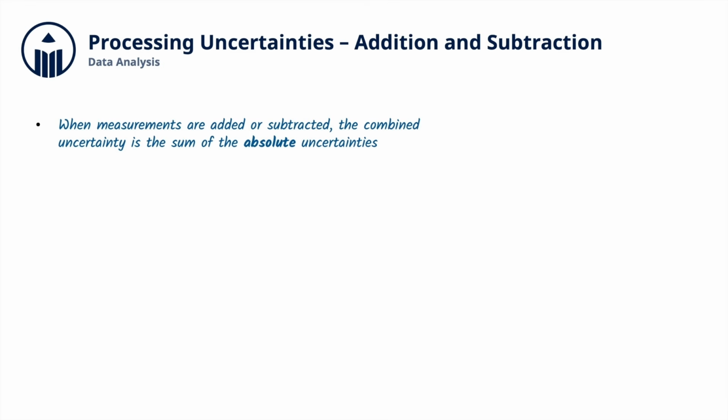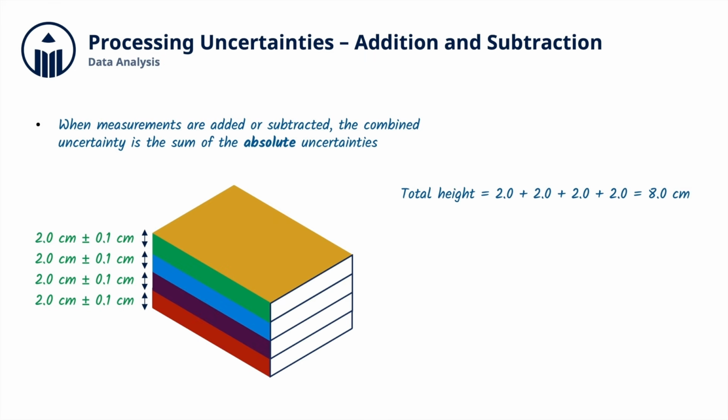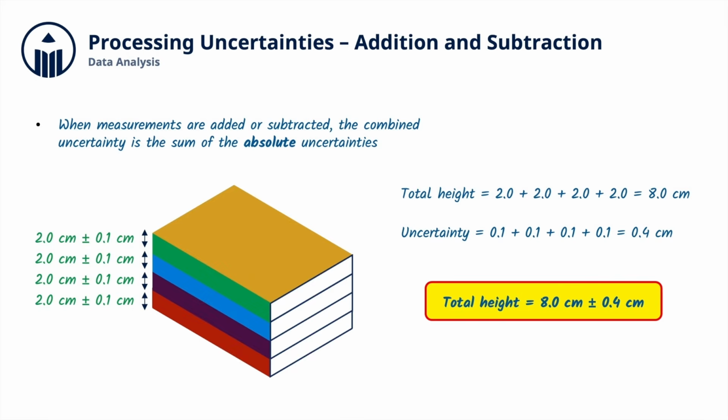For example, here are 4 books, each with a height of 2 centimeters and uncertainty of plus or minus 0.1 centimeter. The total height of the books is 2 times 4, which is 8 centimeters, and the uncertainty on this value, according to the rule, is the sum of the uncertainty of each one, 0.4 centimeters. Therefore, the total value is 8 plus or minus 0.4 centimeters.